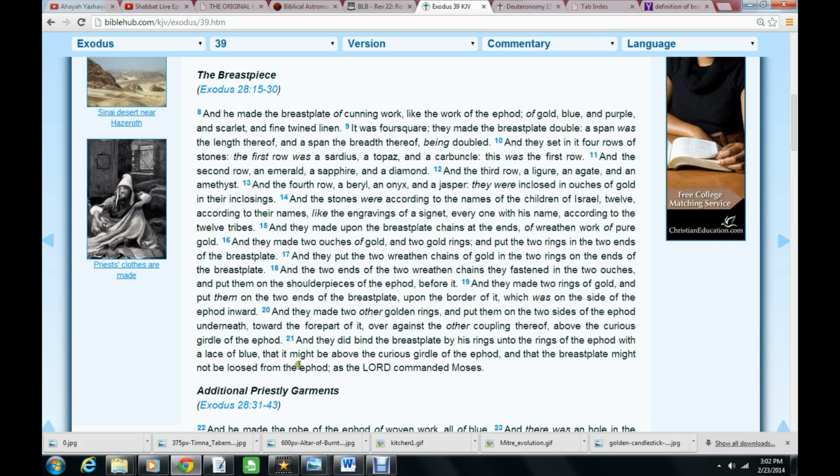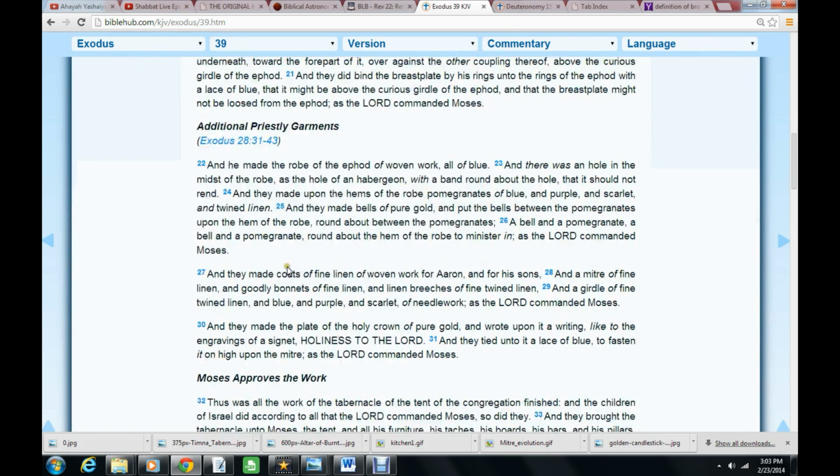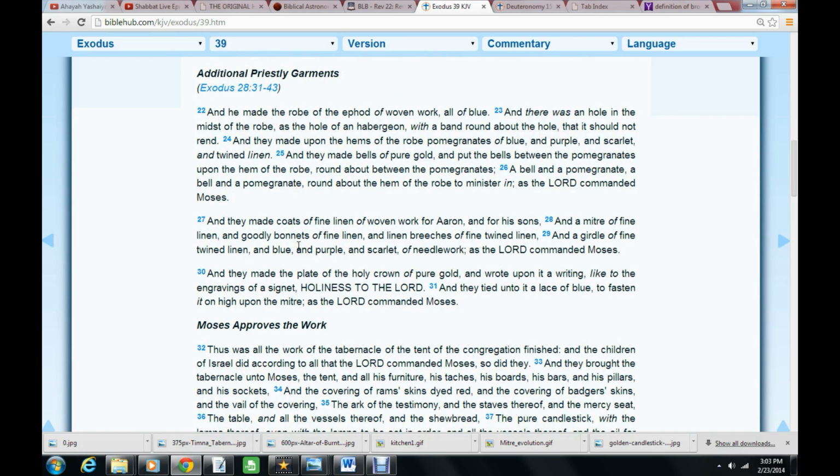And they did bind the breastplate by his rings unto the rings of the ephod, with a lace of blue, that it might be above the curious girdle of the ephod, and that the breastplate might not be loose from the ephod, as the Most High commanded Moses. So we already read the additional priestly garments, but we'll go ahead and read it one more time the way they put it.